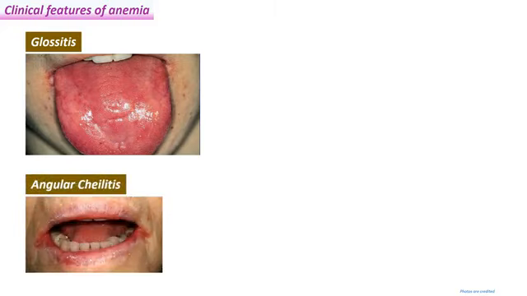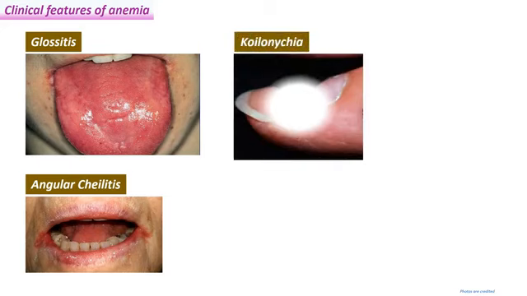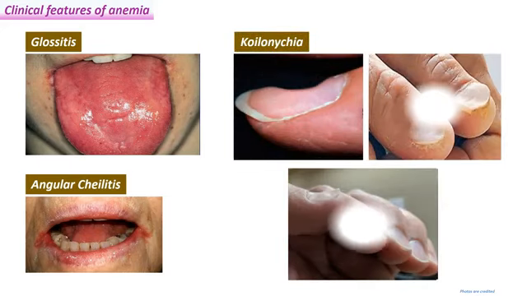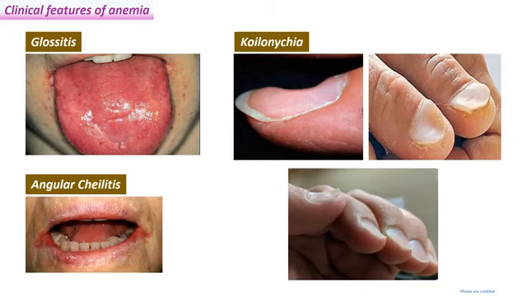In this slide, we see the glossitis, angular cheilitis, koilonychia, spoon-shaped nail. Here, the three pictures show the koilonychia, which is characteristic of iron deficiency anemia.